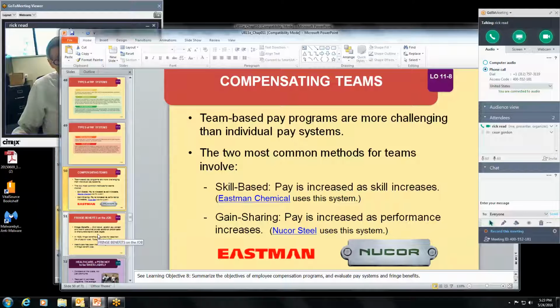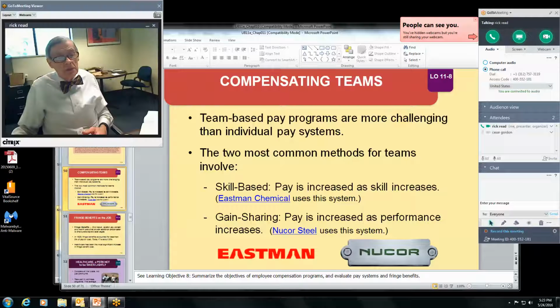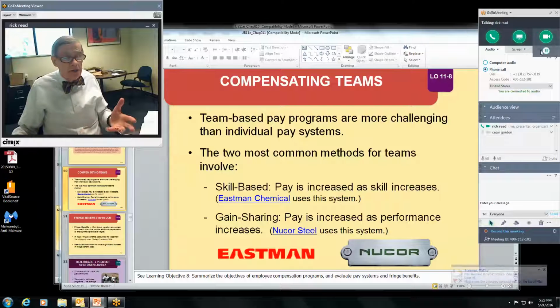And then there's some skill-based pay we talked about before. Pay is increased as your skill increases. Eastman Chemical uses that. Gain sharing: pay is increased as performance increases. And that's across the board. Nucor uses that.